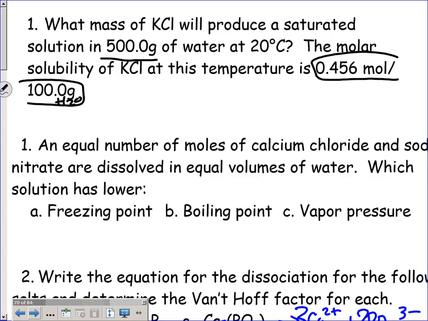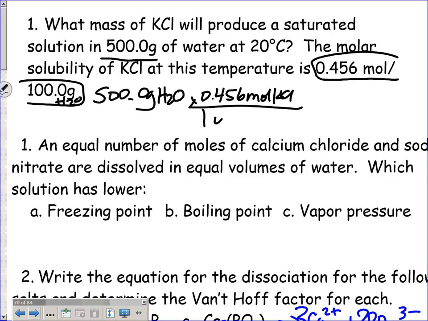So I'm going to actually show my work for that though. I'm going to say, okay, if I have 500 grams of water, and my particular concentration is 0.456 moles of KCl in 100 grams of water, the grams of water cancel each other out, right? And so that's good. Now I'm at moles of potassium chloride. The question says mass, so I need to do one more step, which would be what?